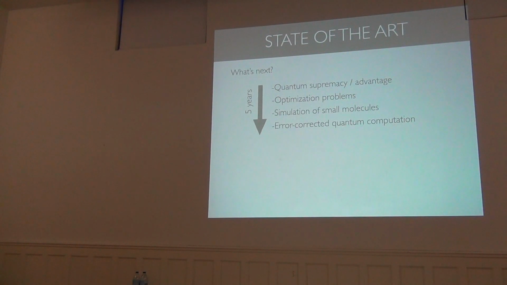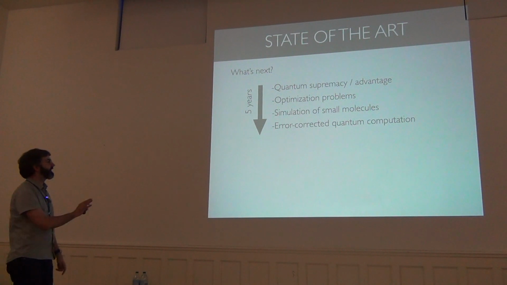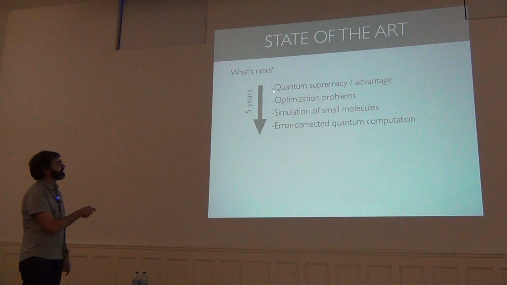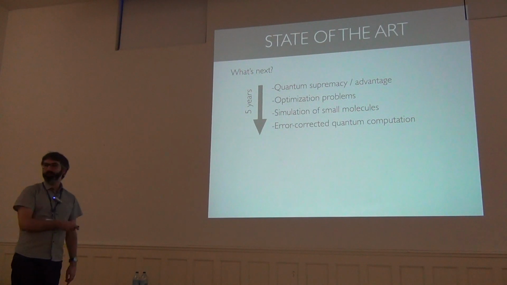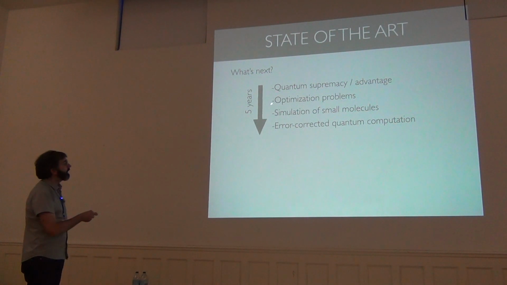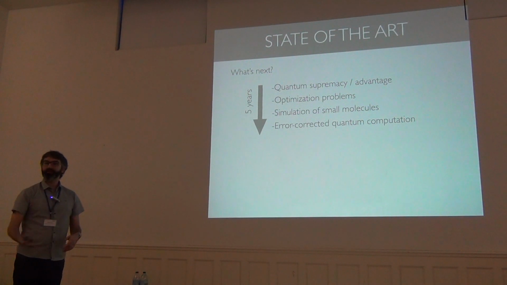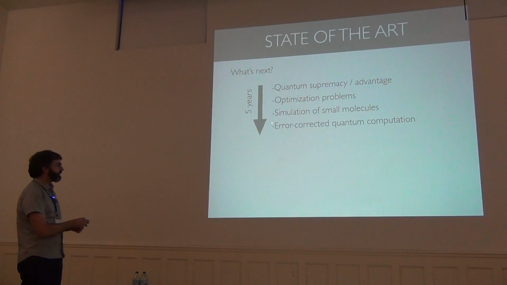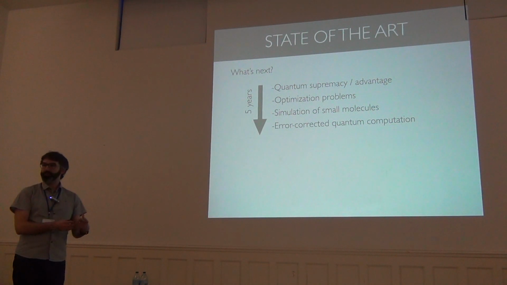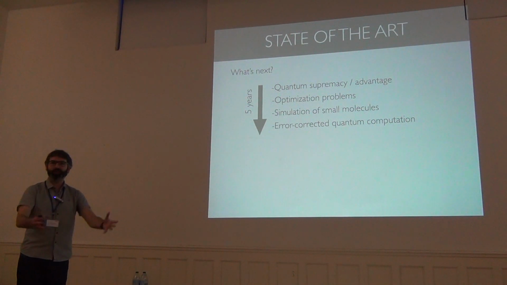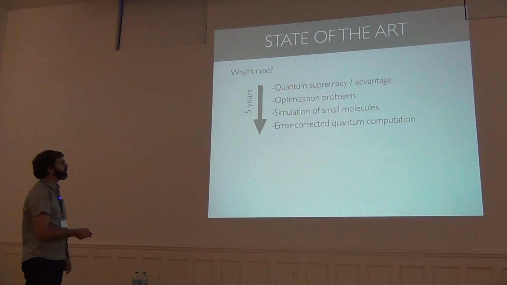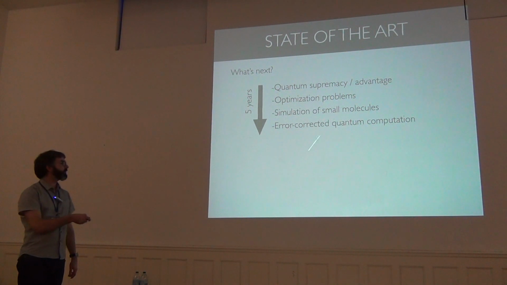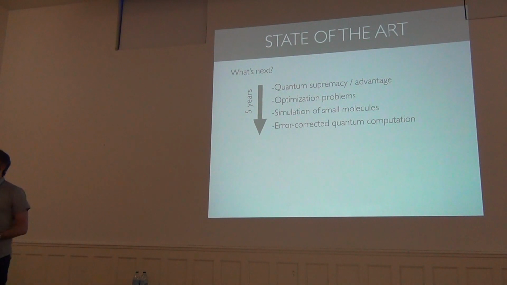And so, final slide. My prediction. I mean, my prediction is that in the next 5 years, as I said, we're going to first see this supremacy or quantum advantage, and then the optimization problems will start to be applied to real cases. Then we will go into the simulation of small, but not so small that you cannot simulate them in a supercomputer. And finally, we will get into error-corrected quantum computation. And from this moment on, it is uncertain.